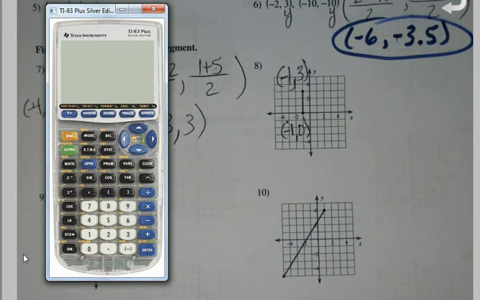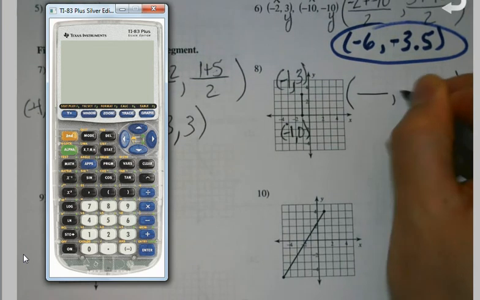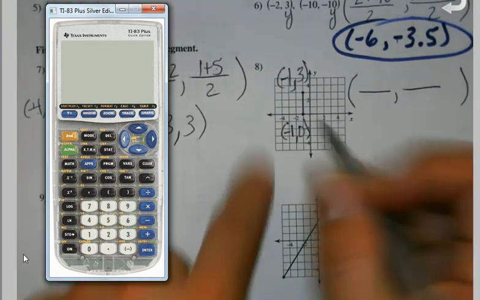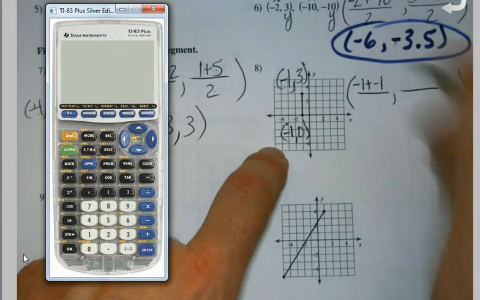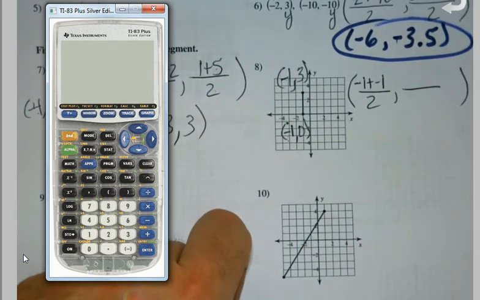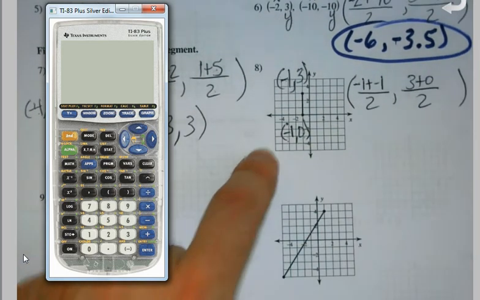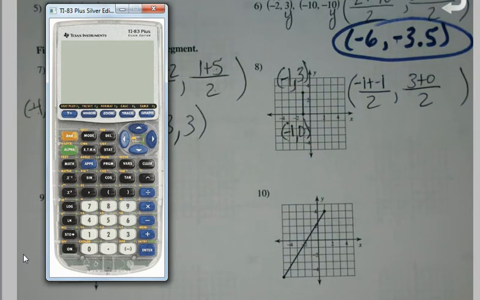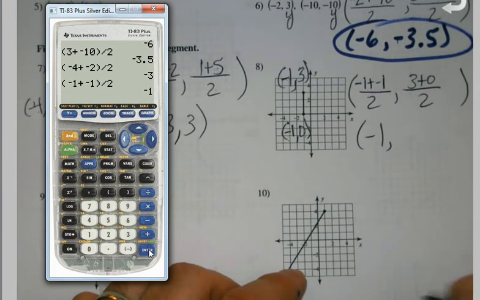So whenever I'm doing any of these, I get my points labeled. And once my points are labeled, I just go ahead, I take my x values, okay, I'm going to add those up, always divide by 2, never changes. Take my y's, 3 and 0, add them up, divide by 2, never changes. So I look and I go, okay, let's see here, negative 1 and negative 1, divided by 2 is negative 1. 3 plus 0 is 3 divided by 2.